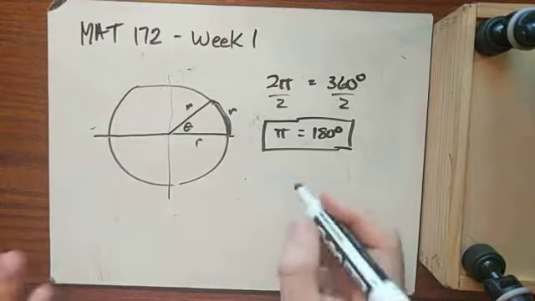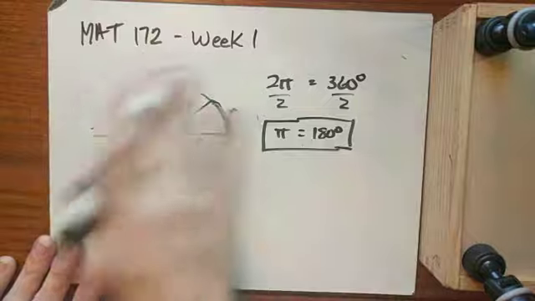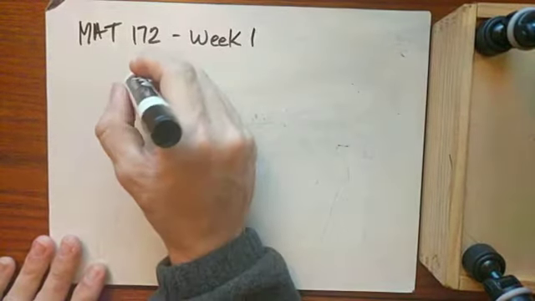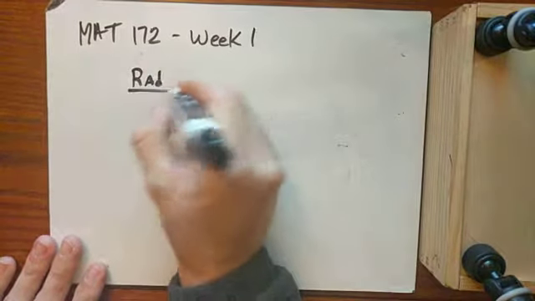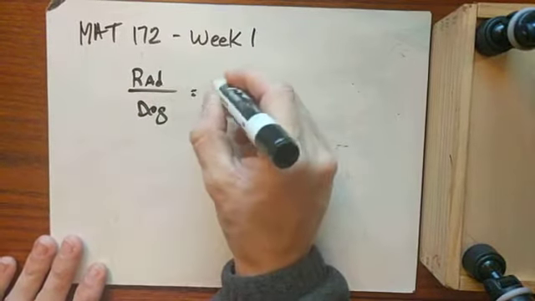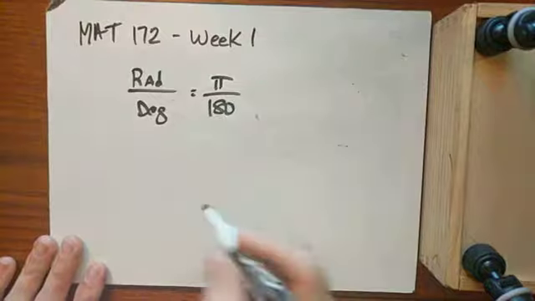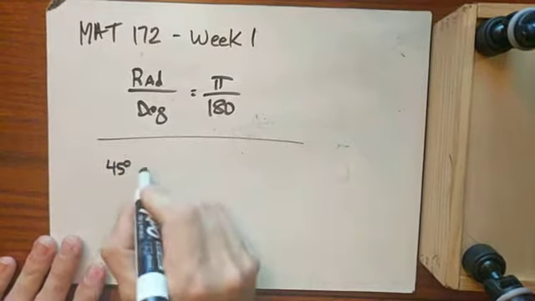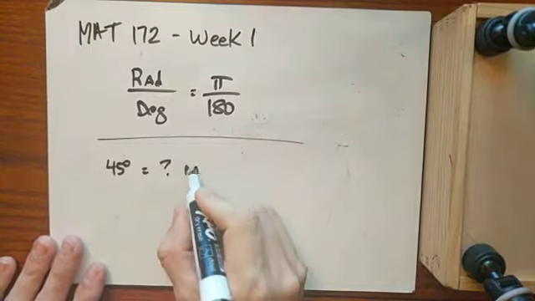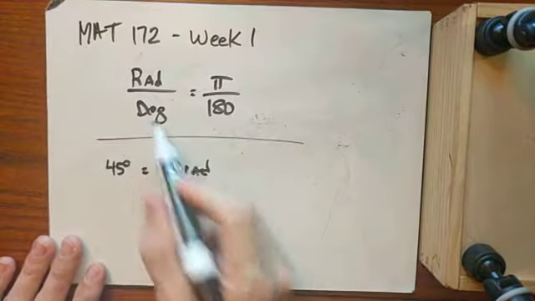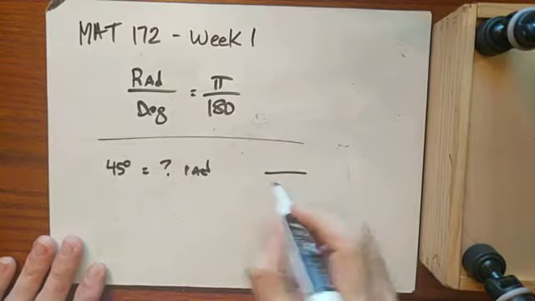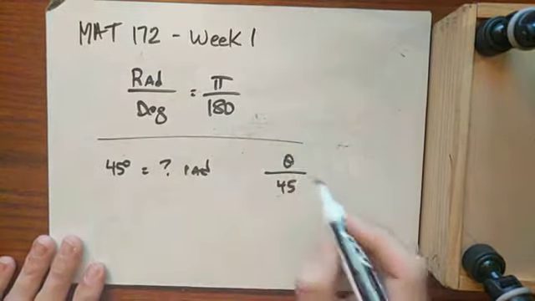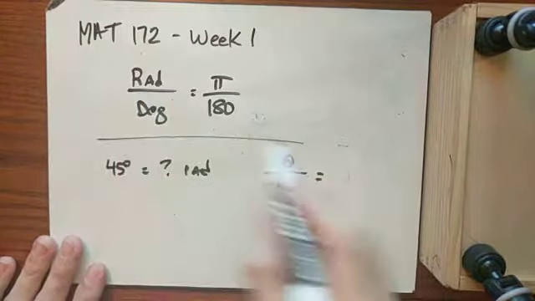And because of that, if you want to convert back and forth between radians and degrees, you can use that fact. For example, radians is to degrees as pi is to 180. So, for example, if you had 45 degrees equals how many radians, then you'd put the 45 here where the degree mark is. And radians would be theta. We call theta for radians.